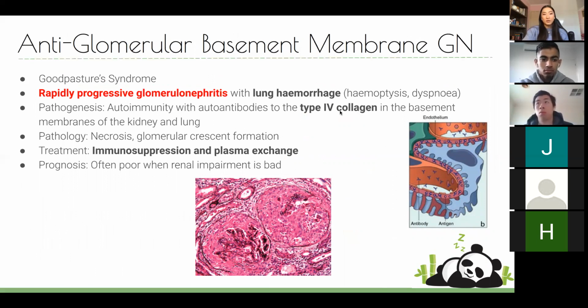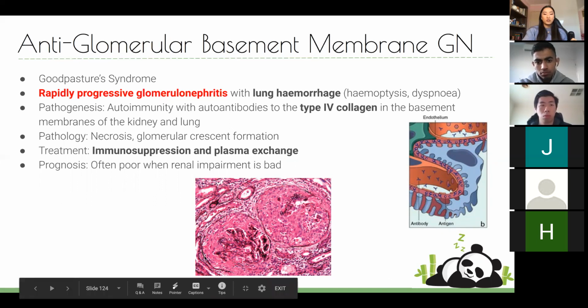And so if you have antibodies against this collagen, then you're going to be destroying both the kidneys and the lungs. So this is a rapidly progressive glomerulonephritis, and it causes lung hemorrhage, and that will present as hemoptysis and dyspnea. So blood in the urine and blood in the cough. This is called Goodpasture syndrome, the combination of the two. So if that pops up, that's what this is referring to. And again, you get the same sort of pathological findings, necrosis and crescent formation.